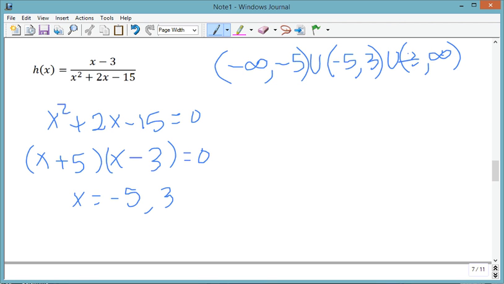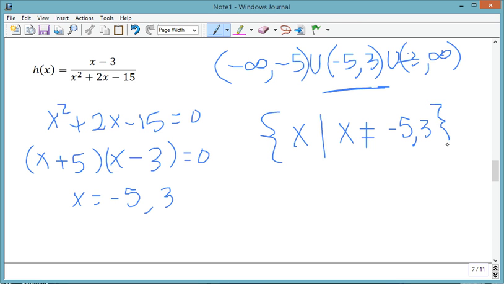A lot of people, when they write this down, they tend to forget this one right here. We can use this interval, we just can't actually use negative 5 and 3. So don't forget the middle one. When we start getting more little individual numbers that can't be used, then sometimes set builder notation is more convenient. All the x such that x is not equal to negative 5 or 3. That's also a possibility for writing domain.